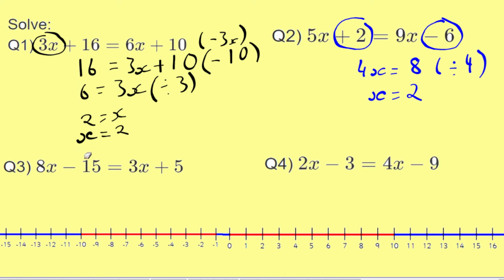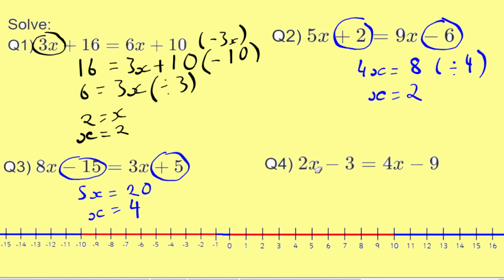Okay, how quick was that? So the next one, a little bit more tricky. We find the difference between minus 15 and 5. So minus 15 down here. 1, 2, 3, up to 20. So 20 is the difference. And the difference between 8 and 3, we've got 3, 1, 2, 3, 4, 5. 5x is 20. So 20 divided by 5, x is going to be 4.